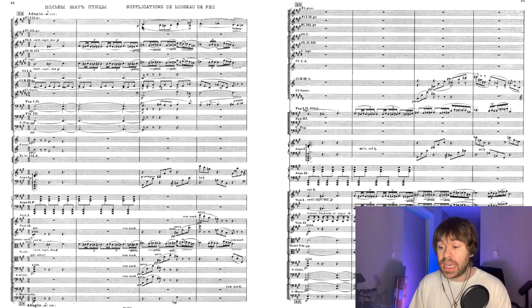It's an orchestration choice, and you don't have to do this, but Stravinsky and many of the Russians would often place these types of melodies in the English horn and the oboe, just as standard fare.